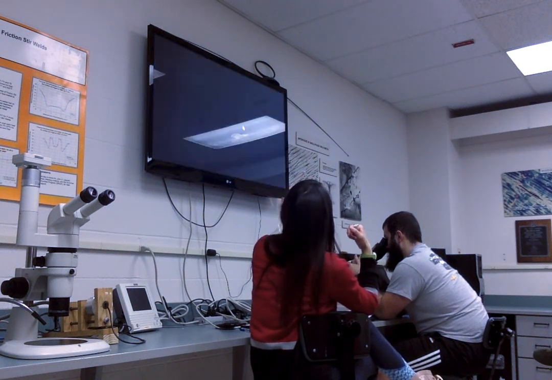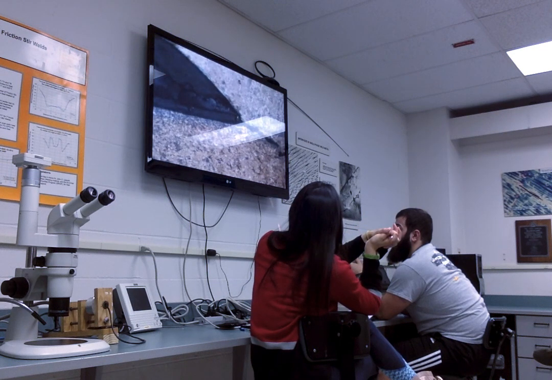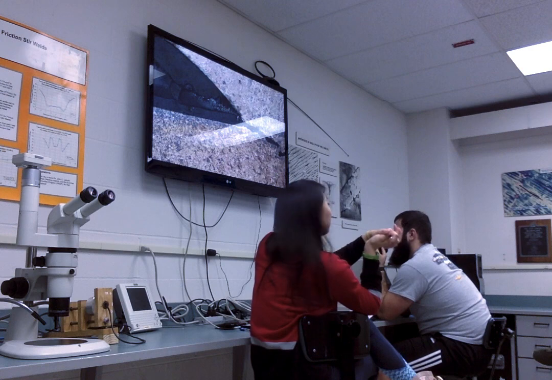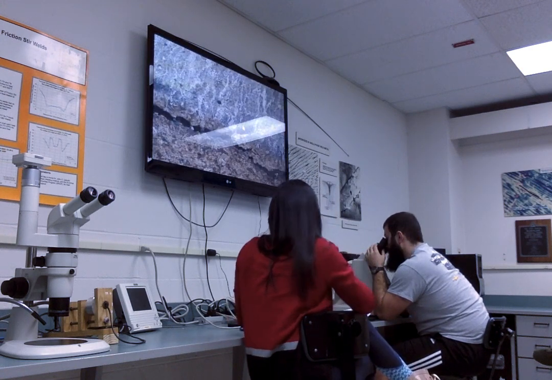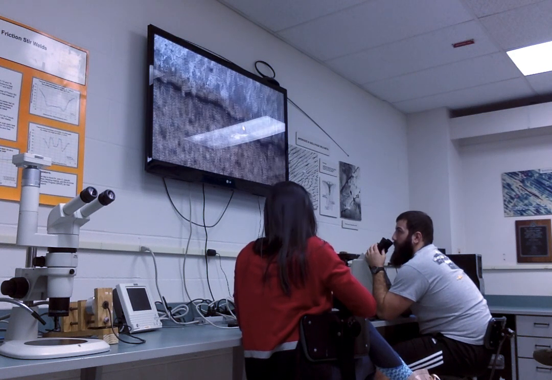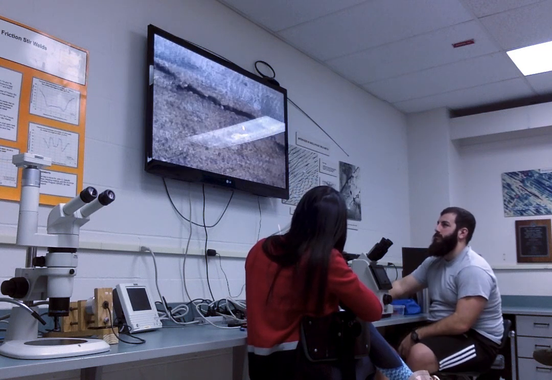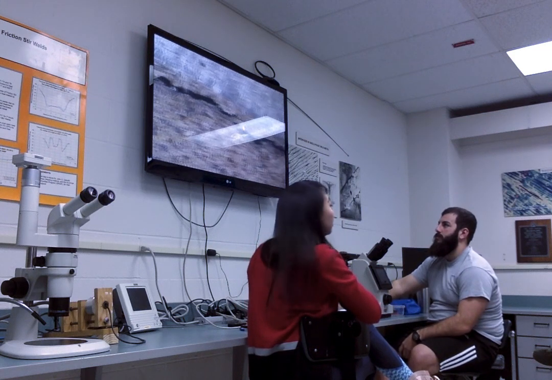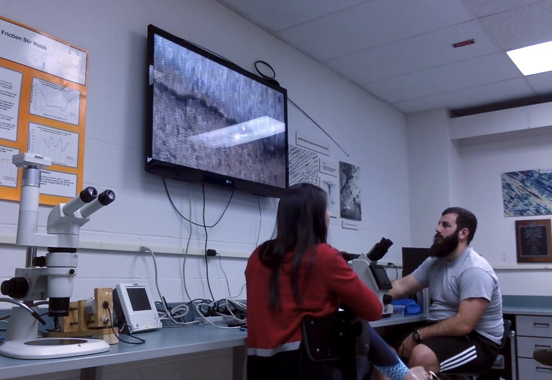Microstructure. Good. Alright, so what does it look like? Martensite. What type of cracking do we see? Intergranular. Good. So what do we think it is? Hydrogen-induced cracking. Good. What else?